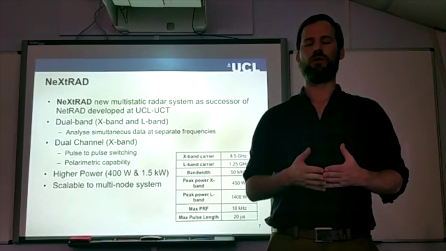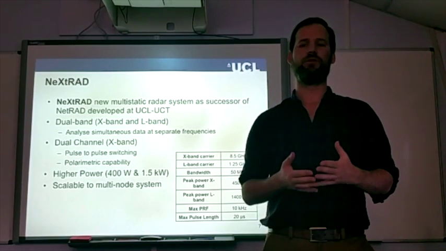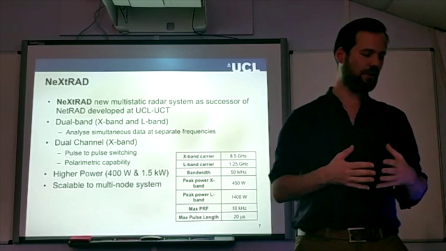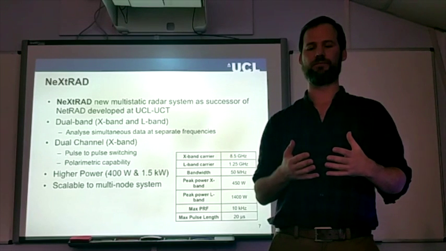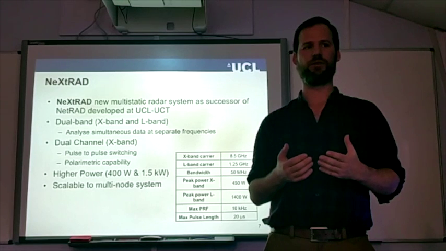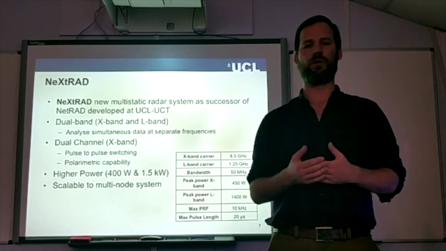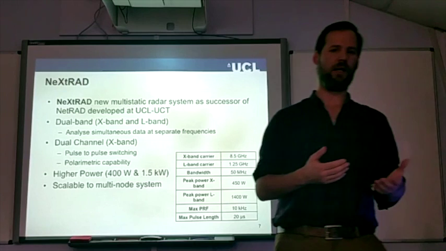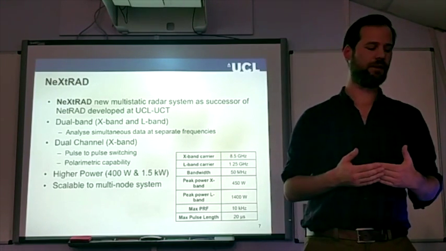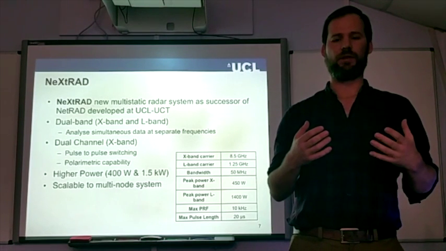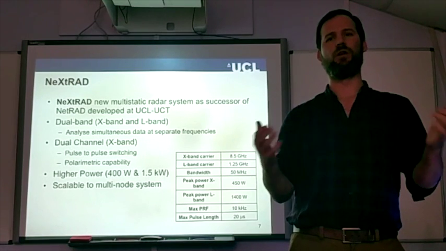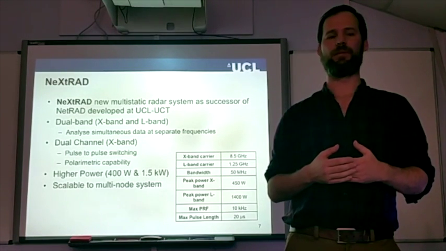The NeXtRAD system will be an upgrade from the NetRAD system in a number of ways. It's dual band, L and X. It's dual frequency. It's dual polarization, X band. So we'll be able to measure simultaneous H and V signatures in the cross-polar, or in a pulse-to-pulse way. Higher power in some instances, compared to the high-power S-band version of NetRAD. And once we have the model of being able to develop a single node, this is scalable to multiple nodes and not limited to just 3 by its nature.